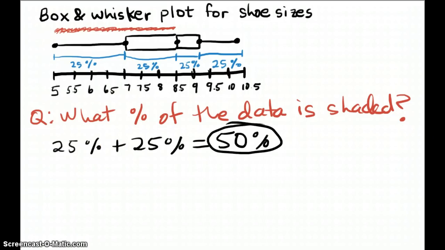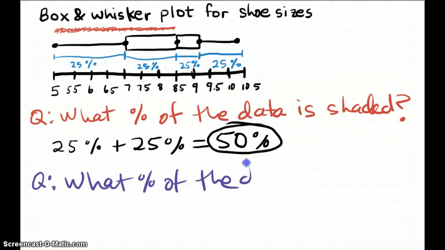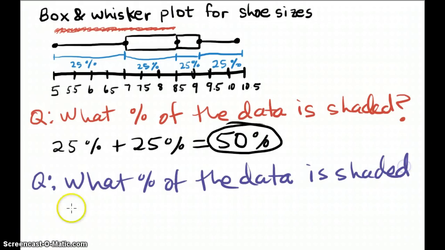Okay, now let's try shading with purple. And we'll ask another question. We'll say, what percent of the data, and this time I'll be specific and say, is shaded purple. And now what I'll do is I'll shade from this portion all the way to the end. Okay. Now we can go ahead and count. We know that between each pair of dots is 25%, so there's one 25% chunk.